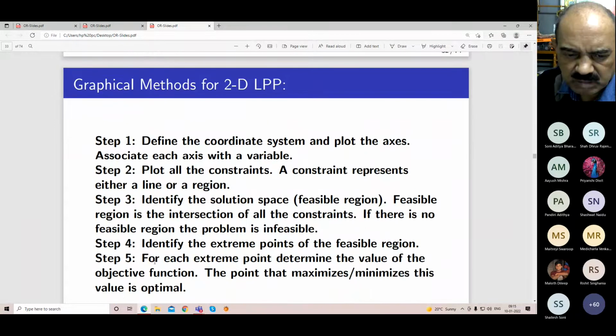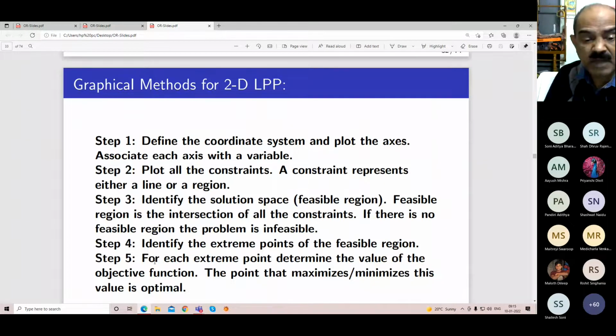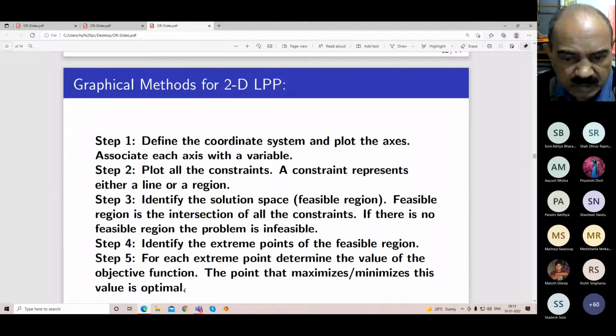Step 4, identify the extreme points of the feasible region. Now the question is why we are interested in identifying the extreme points. The solution occurs at the extreme point only, nowhere else. Step 5, for each extreme point, determine the value of the objective function. The point that maximizes or minimizes this value is called the optimal solution.